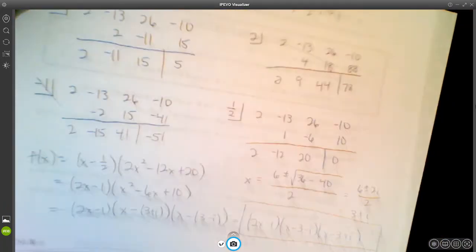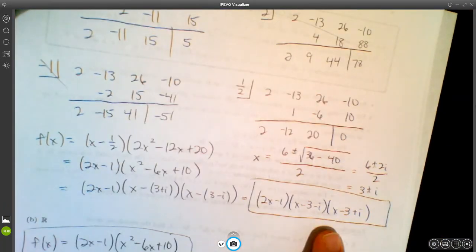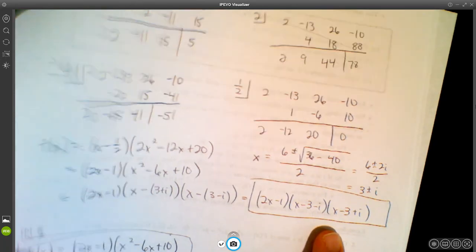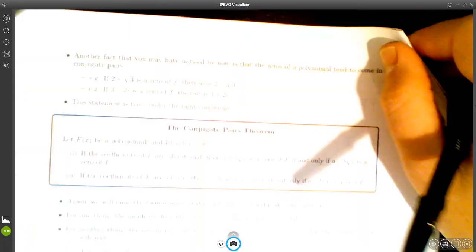But anyway, we can take it down to completely linear terms if we're factoring over the complex numbers, right? That's basically what the fundamental theorem of algebra is telling us. Well, it's one of the corollaries to that fundamental theorem of algebra.